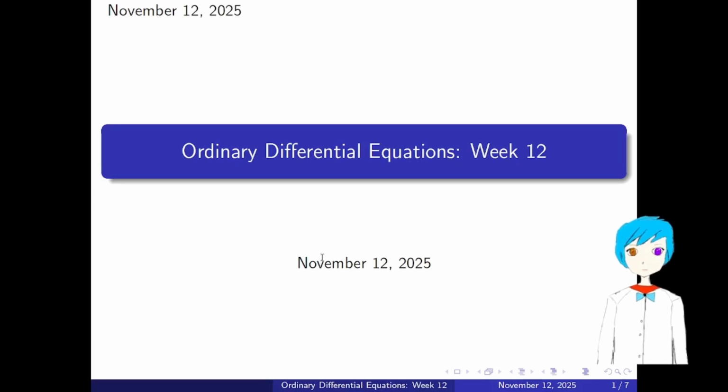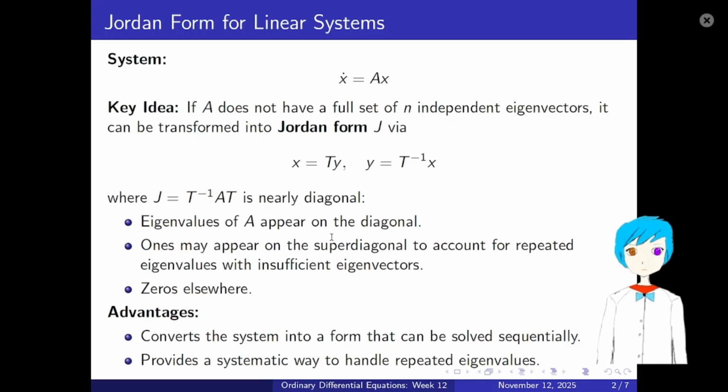Today we are going to do a review of our week 12 ODE course. So in this week, we talked about how to solve more complicated homogeneous linear systems and non-homogeneous systems, as well as numerical methods for solving ODEs.